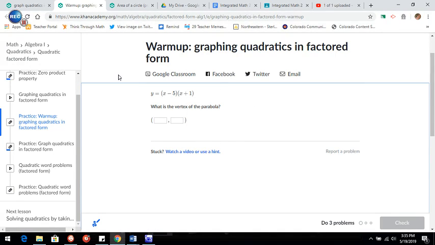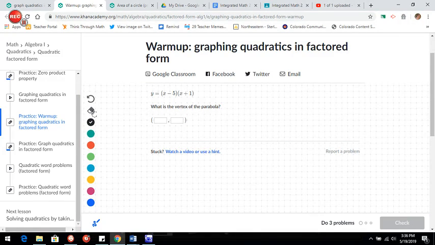Okay, graphing quadratics in factored form I'm going to do on the computer. So if you did zero product property, you know that the zeros or the x-intercepts for this graph would be +5 and -1. Because if I plug in 5 for x right here, 5 minus 5 is 0. If I substitute 0 for y, if I try to figure out what's going to make this 0, 5 would make it 0 and -1 would make it 0.